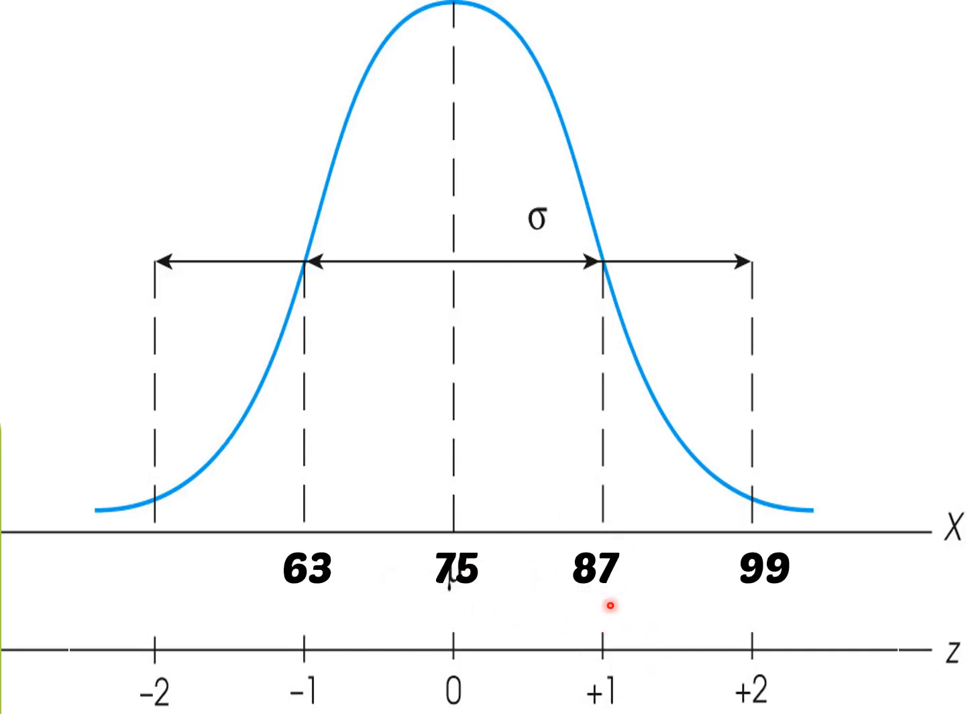And if we continue adding 12, that will be equivalent to 2 standard deviations, and the raw score is equivalent to 99. Now to the left, we simply subtract 12. So 75 minus 12 is 1 standard deviation to the left, and the raw score is 63.